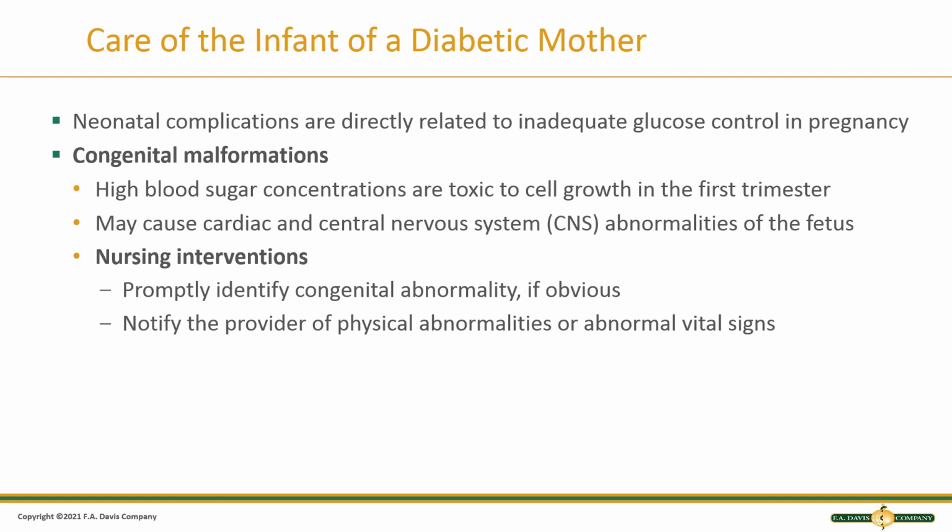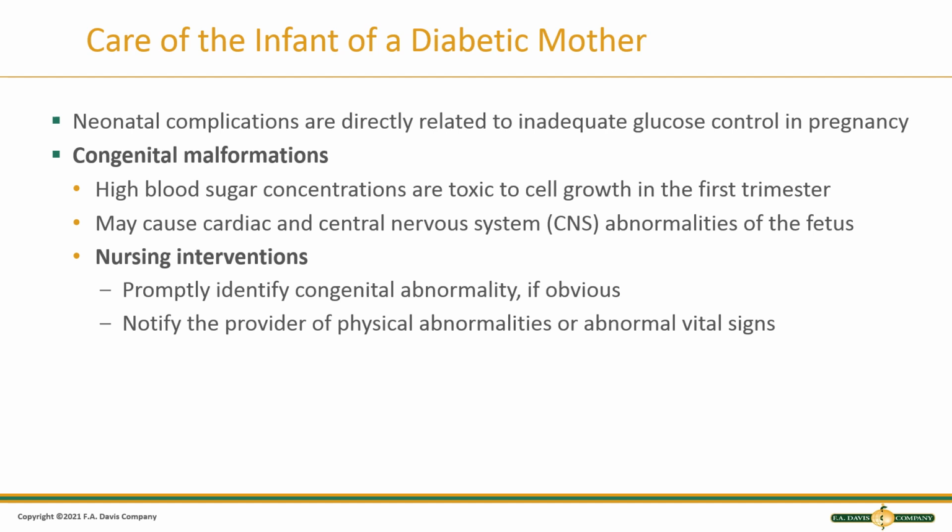Congenital malformations can occur. High blood sugar concentrations are toxic to cell growth in the first trimester. So think about the uncontrolled glucose. The fetus is forming and developing. That blood sugar is so high that it becomes toxic to that cell growth or cell development in the first trimester. It can cause cardiac and central nervous system abnormalities of the fetus. Remember, all that's occurring in the first few weeks of pregnancy.